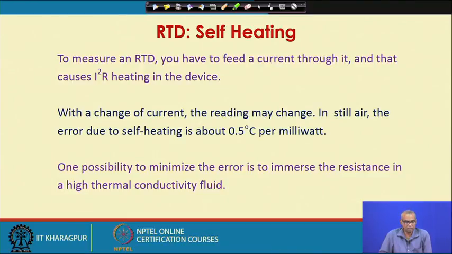In still air, the error due to self-heating is about 0.5 degrees Celsius per milliwatt. One possibility to minimize the error is to immerse the resistance in a high thermal conductivity fluid, so that the heat is immediately dissipated. So, we will stop our discussion on RTD here.